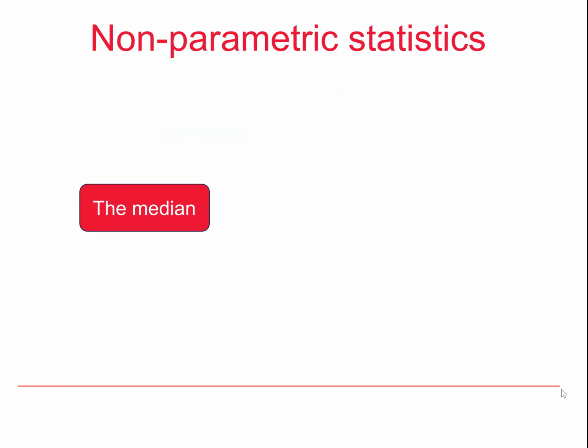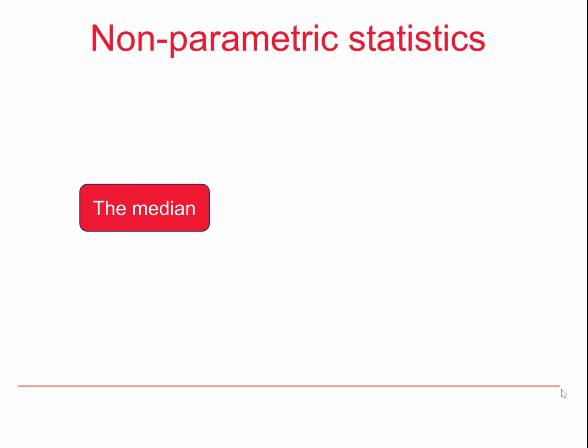The median is a non-parametric statistic that you are already very familiar with. It doesn't tell you a lot about the distribution, although it is a very useful measure. A more sophisticated statistic that you have already met is Spearman's rank correlation coefficient. Again, this doesn't tell you much about the distribution.